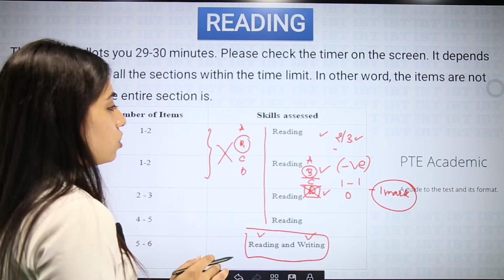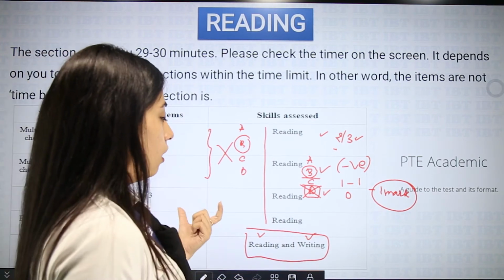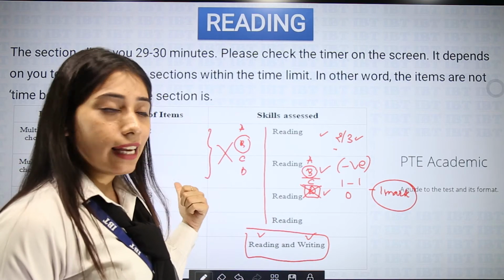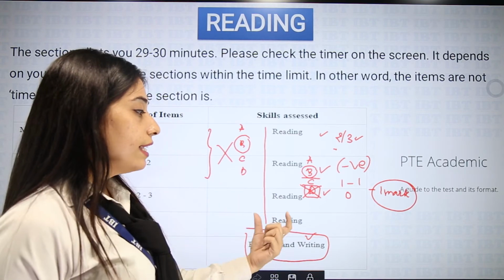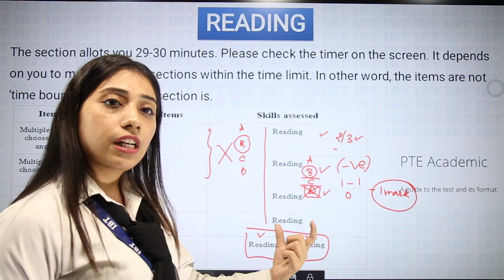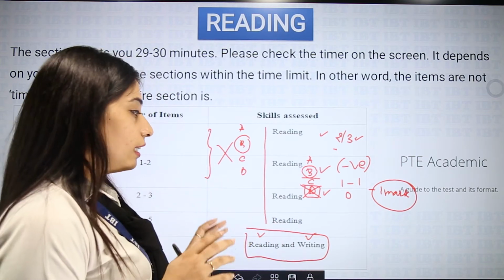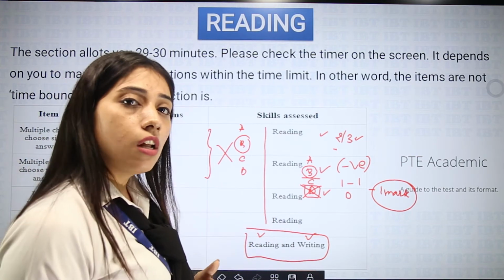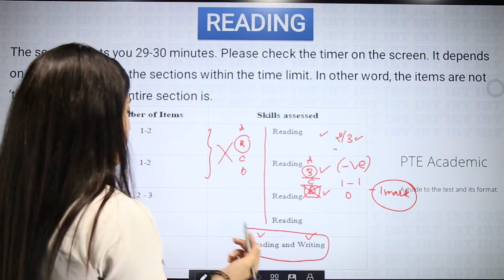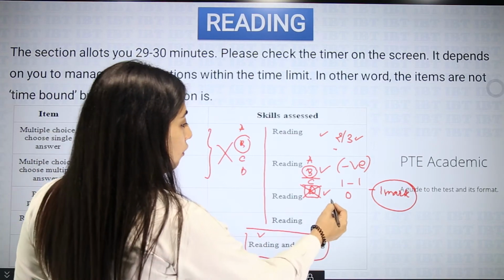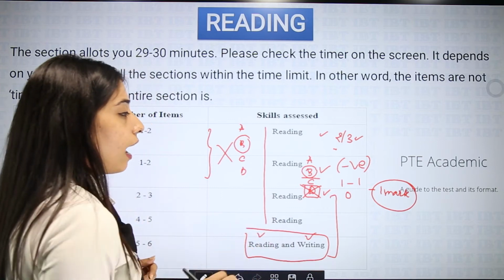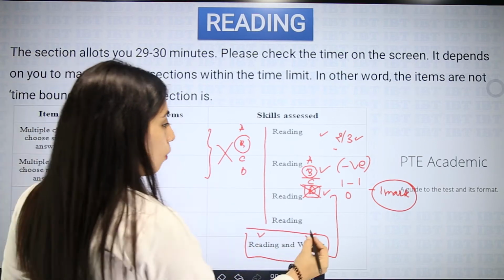So like I mentioned in your previous slide, that in summarized written text, your writing and reading both are evaluated. Just like that, in reading, your writing scores are also compensated, right? So in this, what happens? So basically for these 3 questions, there are ideally 3 things which are very important.